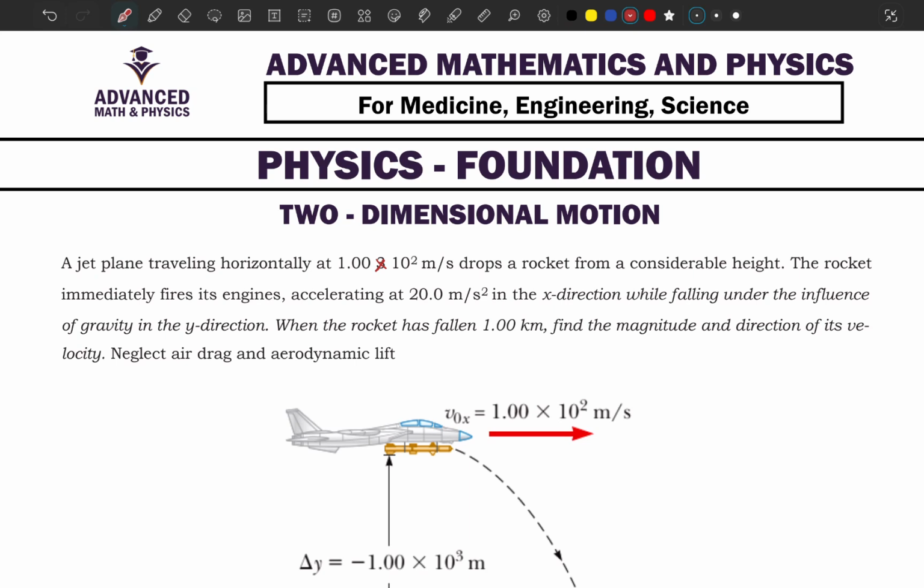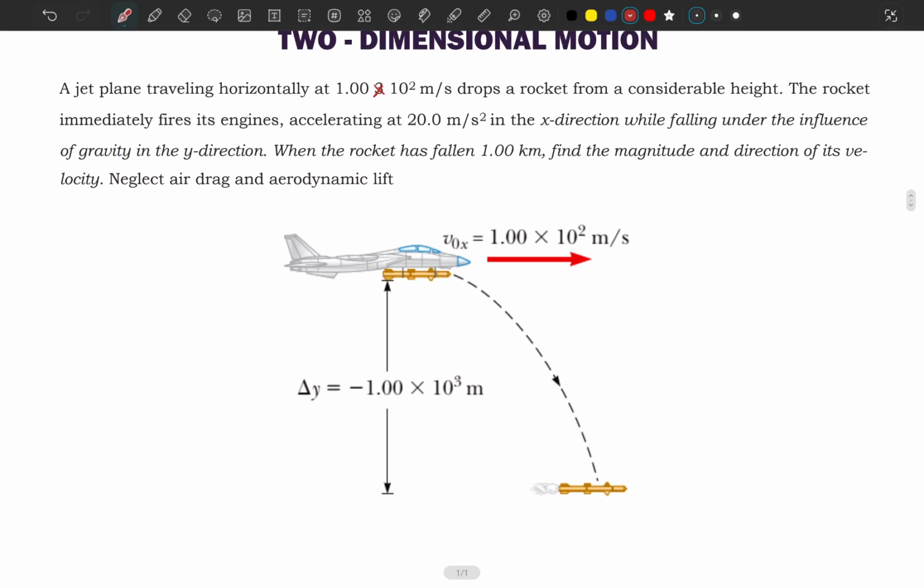Neglect air drag or aerodynamic lift. All right, so welcome to this video. It's Physics Foundation and we're looking at motion in 2 dimensions. So this is a very important question, of course, but they're asking us to find the magnitude and direction of the velocity. So step 1 is look at the motion of this object.